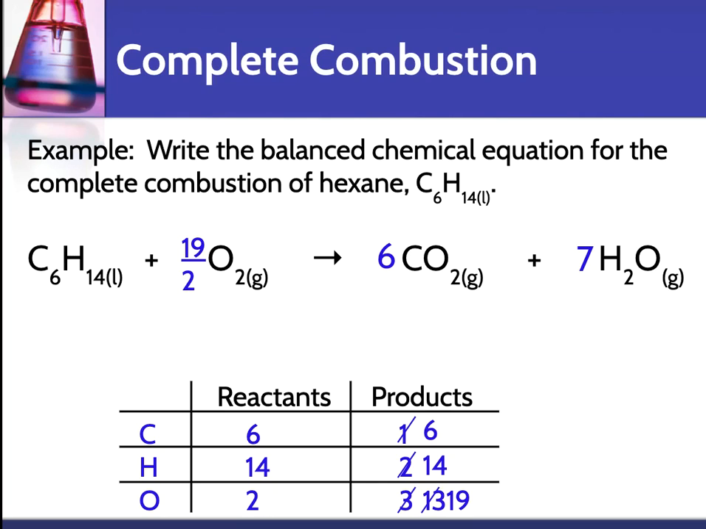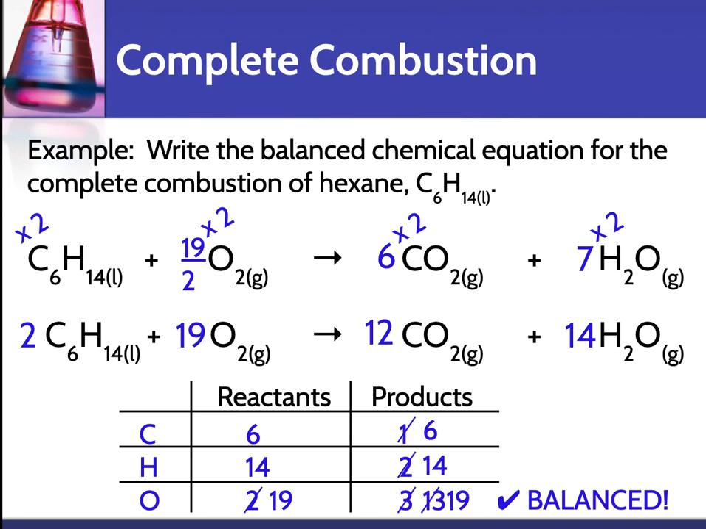Okay, so we're balanced, but we can't leave the fraction like that, so we're going to multiply everything by 2. That gives us our final balanced equation of 2C6H14 plus 19 oxygen creates 12 carbon dioxide and 14 water.